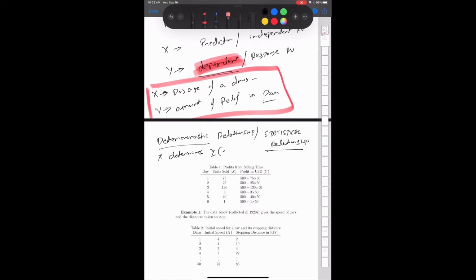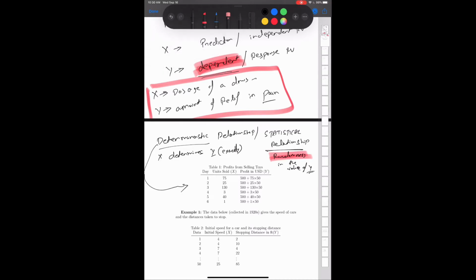A statistical relationship is more complicated. There is randomness in the value of y, or there could be something else that causes change in y even when x is fixed. An example of a deterministic relationship is this here.